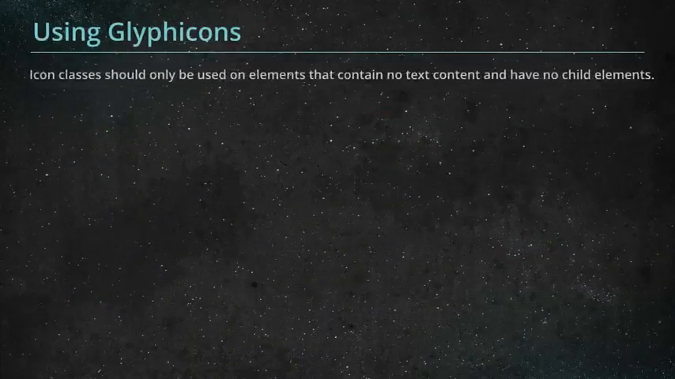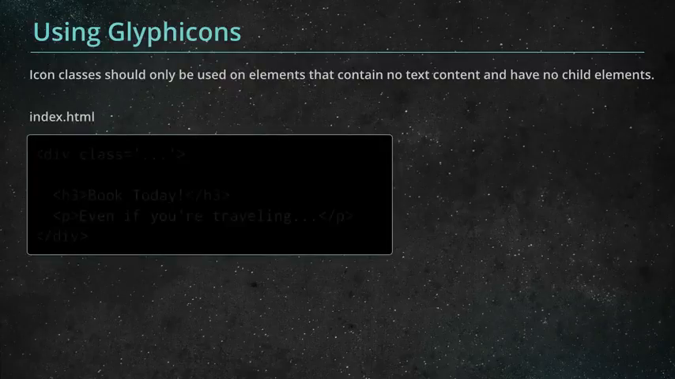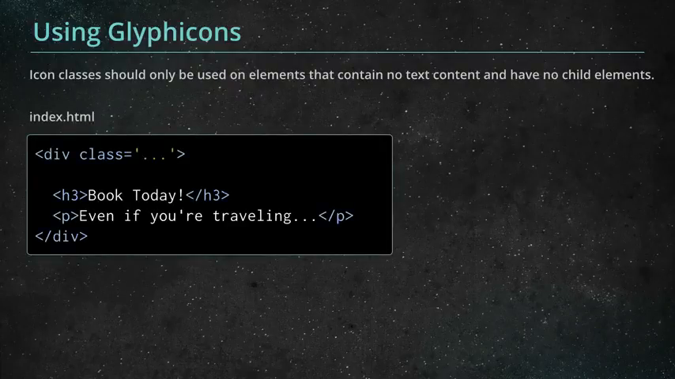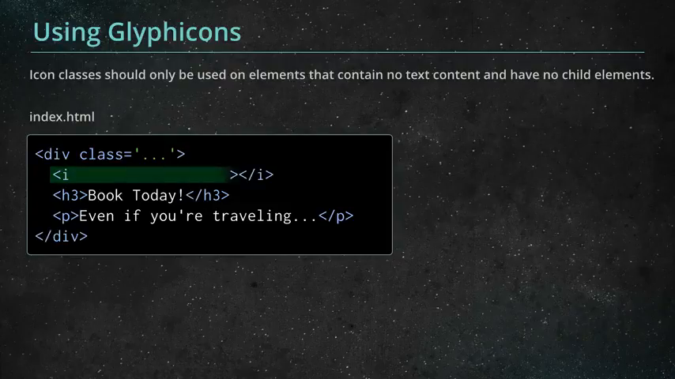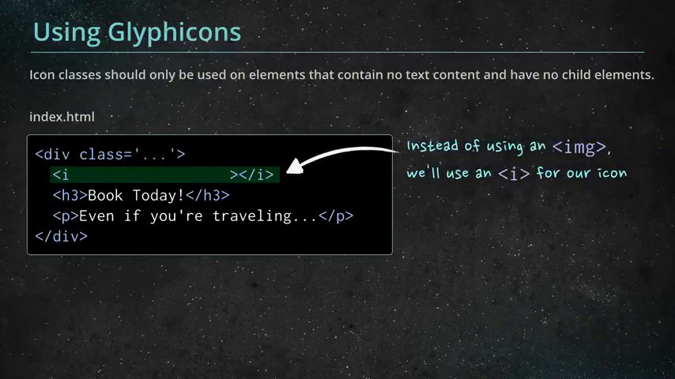So how do we go about using these icons? In our case, we want this icon to show up right above our Book Today header. To add an icon, we'll need an element to which to attach a class. We'll use an I element for this. This element was originally used for italic text, but it's become a standard practice to use it for icons as well. We need for this element to use the Glyphicon's font rather than that Helvetica Neue font like the rest of our page. To do that, we'll add in a class of Glyphicon to this element.